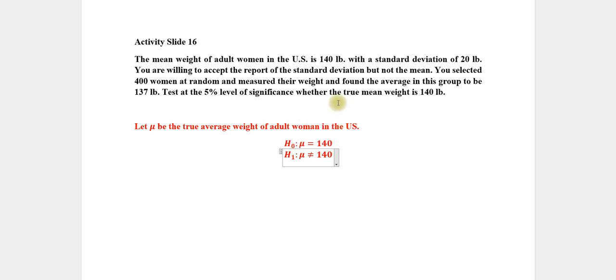Why not equal to? Because it depends on what is asked in the question. The question asks whether the true mean weight is 140, so whether it is equal to 140, this is what we have. But the fallback of this is of course not equal to. We don't put greater, we don't put less or anything like that. It is not equal to. The fallback of the true mean weight being 140 is that it is not 140. This is why I put it this way.